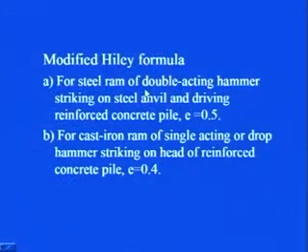So, for steel ram of double acting hammer striking on steel anvil and driving reinforced concrete pile, E value you can take equal to 0.5. Then for cast iron ram of single acting or drop hammer striking on head of reinforced concrete pile, E you can take 0.4. So, depending on what exactly is the type of hammer that you are using for driving the pile into the ground, you have to pick the corresponding value of this coefficient of restitution E as per IS code.